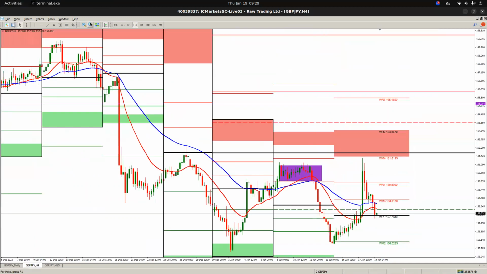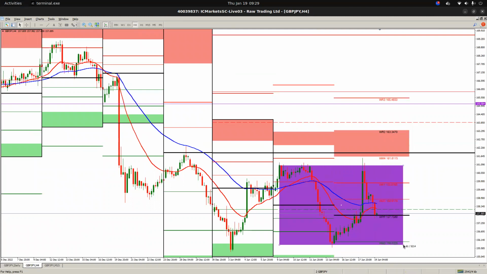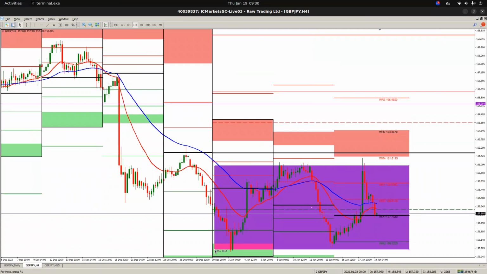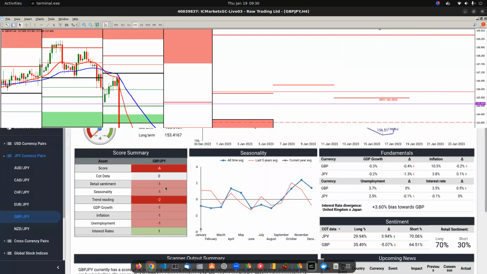H4. Same kind of story. You can see we're looking for price to pull back to the bottom of the range. Same as the Kiwi Yen. That didn't really happen. Price broke through the bottom of that little tiny range. Came up to the top of the range. Still ranging, right? Okay, cool. Let's leave that alone.